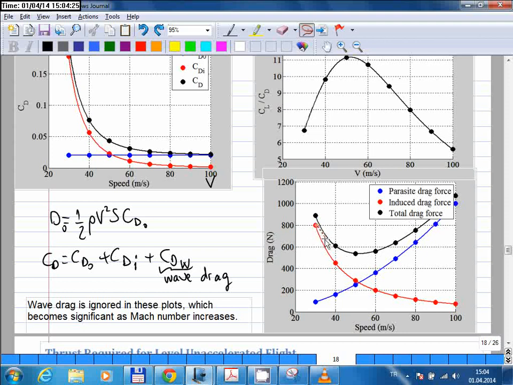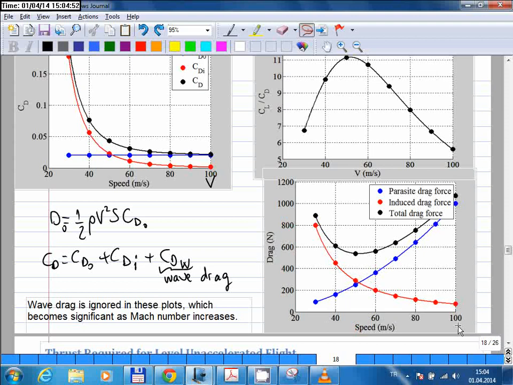Again, this is very typical of most conventional aircraft. You will have such a relation between the drag force and the flight speed. Again, keep in mind that all of this is valid for the steady level flight condition. So only for that flight condition, what you see here really makes sense.